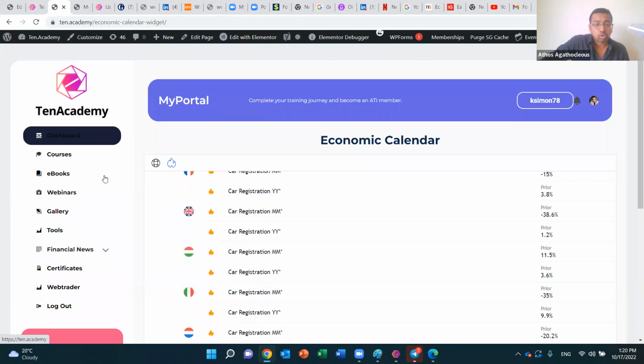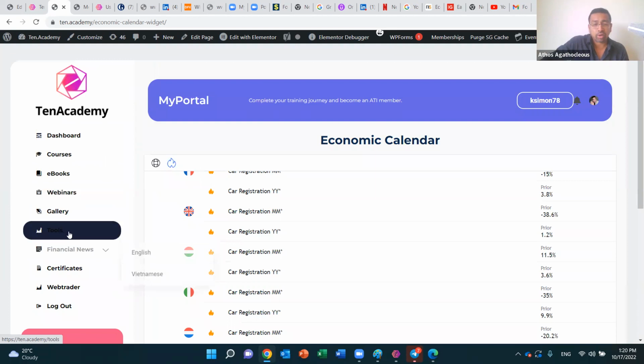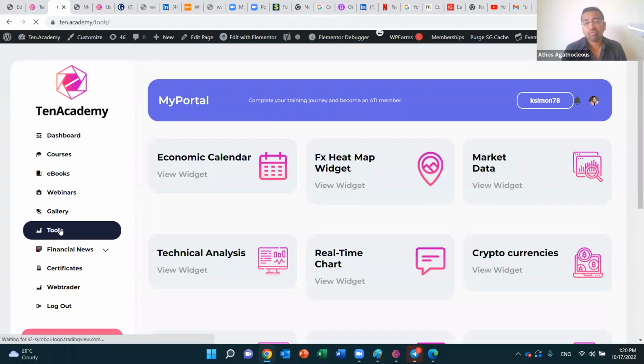Now let's also look at tools. We've also got the tools section, right? Even events like speeches would be announced on the economic calendar, along with the other tools, especially the heat map, just to look at the trend as well as the interest of traders and investors, where they are going in terms of trading and investing into which type of instruments or currency pairs.